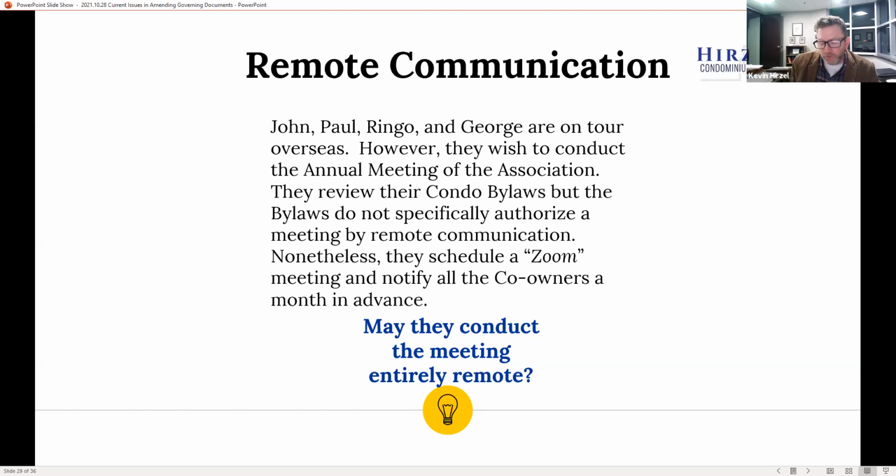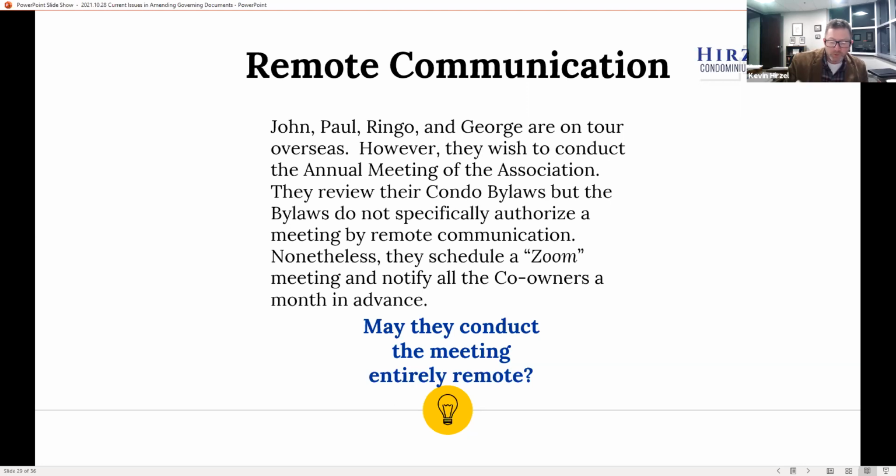If we look at it from the perspective of the association communicating to the community, the association needs to send out a notice. Does the association have the ability to simply email it to everybody? And is email notice sufficient for purposes of notification of a meeting? Does it satisfy the requirements?